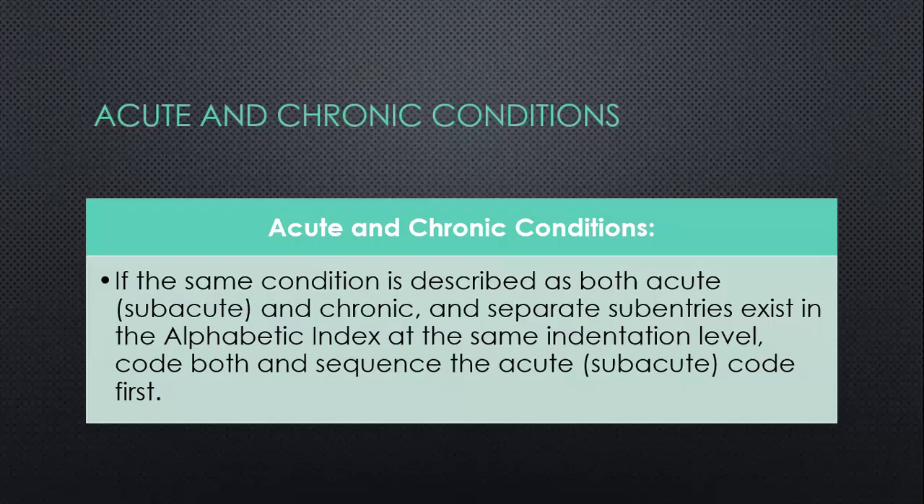But there are others like respiratory failure, where there are acute, there are chronic, and there are acute on chronic diagnosis codes. And in that case, if your provider documents it as acute on chronic, you will use the combination code. Otherwise, you will separately use the acute or chronic codes as appropriate.